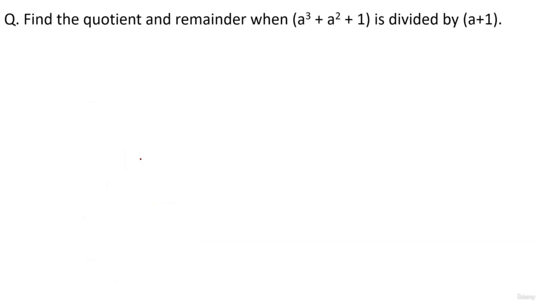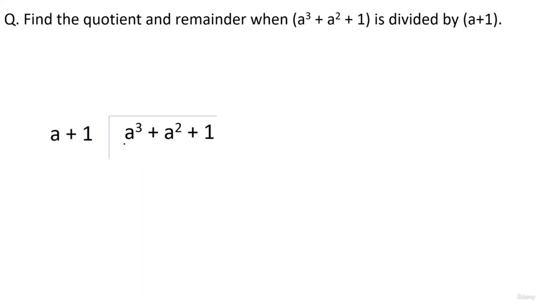Okay, the next question is: find the quotient and remainder when a cube plus a square plus 1 is divided by a plus 1. One way you can solve this question is regular division, which we probably learned in school. If not, we'll go through it step by step. So I'm dividing a cube plus a square plus 1 by a plus 1.